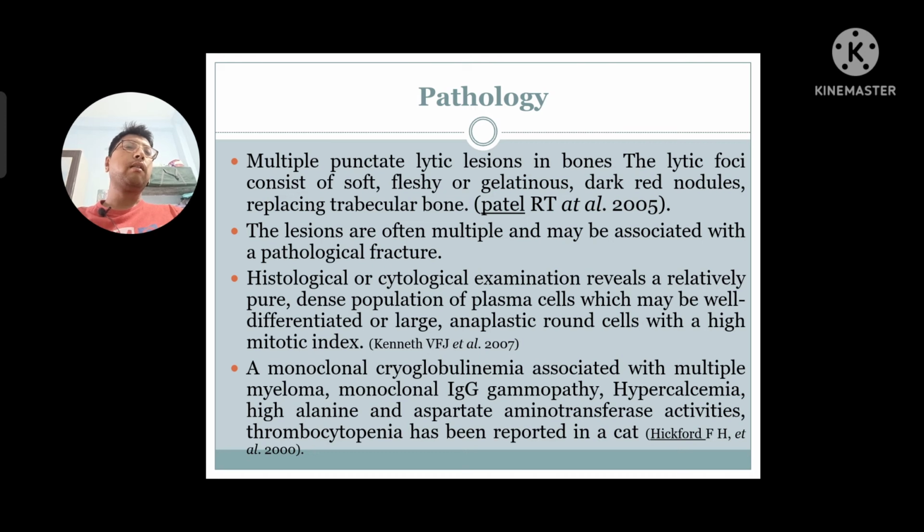Histological or cytological examination reveals a relatively pure, dense population of plasma cells, which may be well differentiated or large anaplastic round cells with a high mitotic index. A monoclonal cryoglobulinemia associated with the multiple myeloma, monoclonal IgG gammopathy, hypercalcemia, high alanine and aspartate transaminase activity, and thrombocytopenia have also been reported in the cat.